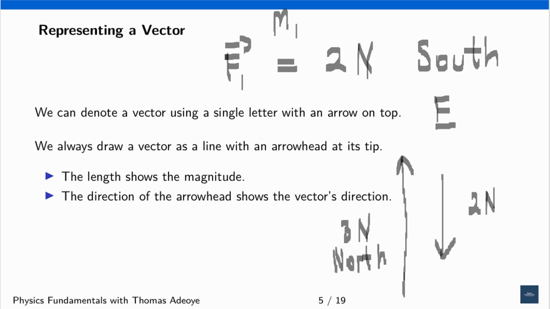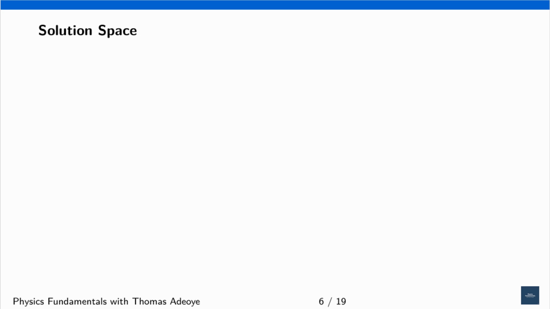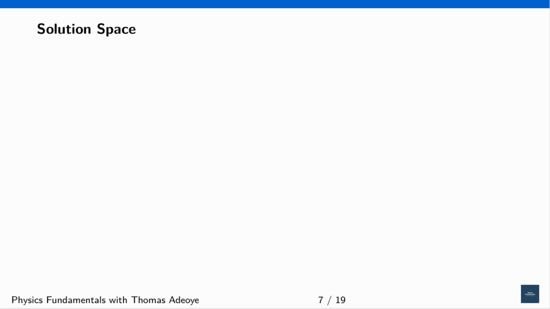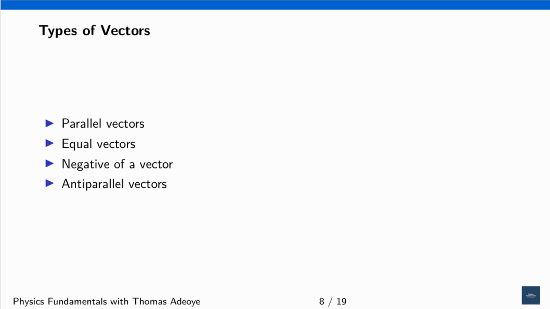Okay, and we are going to discuss the types of vectors. I'll say we have one, parallel vectors, two vectors. Let's say vector A and vector B. So they are said to be parallel if they act in the same direction.